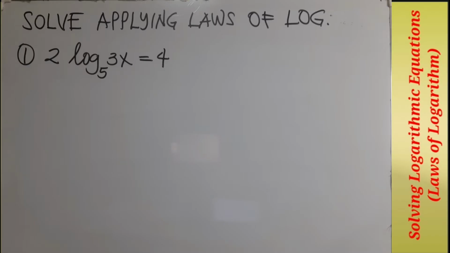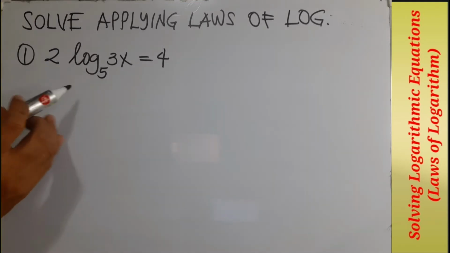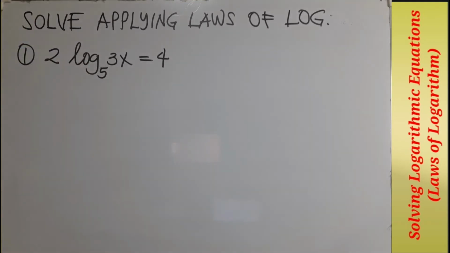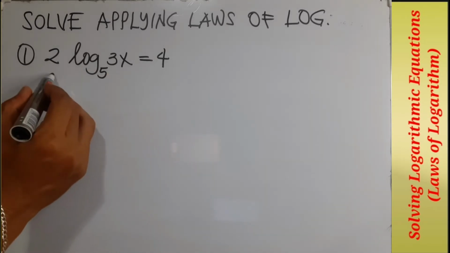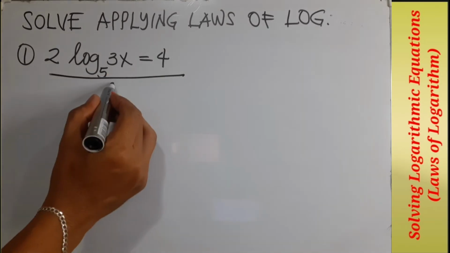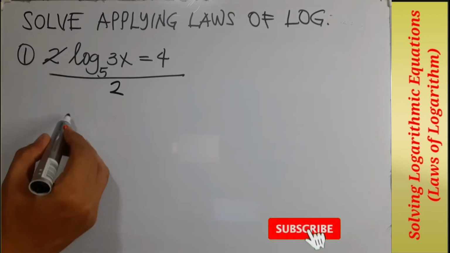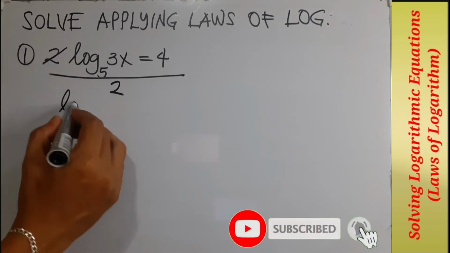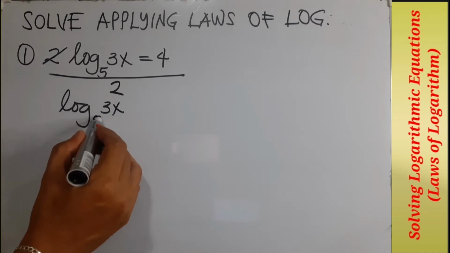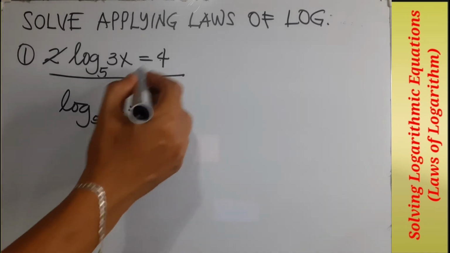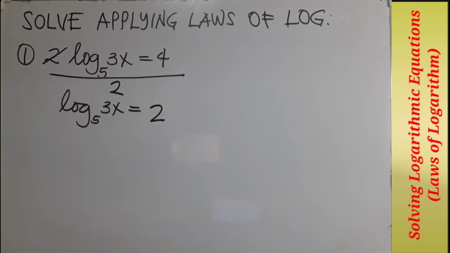We will now apply the laws of logarithms in solving logarithmic equations. Number 1, we have 2 times the logarithm of 3x with base 5 equals 4. To solve for this, since we have common factors 2 and 4, we will first divide both sides by 2. So 2 is cancelled. So we have log of 3x with base 5 equals 4 divided by 2, which is 2.